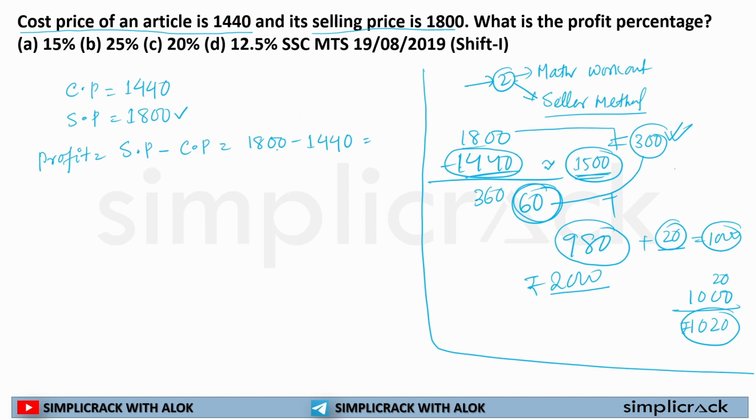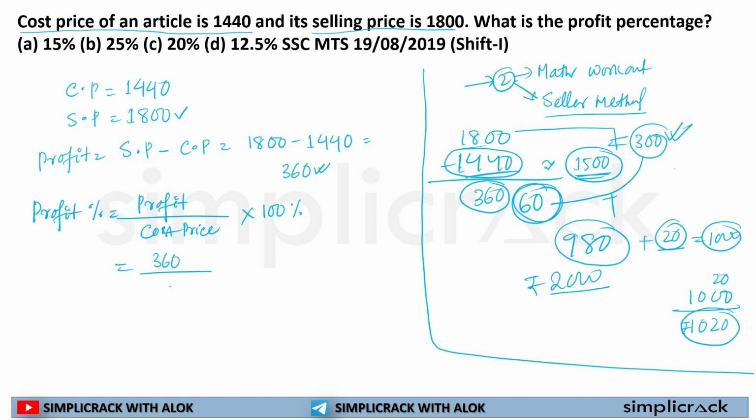Okay, now if I have to deduct 1440 out of 1800, my answer was 360. So what is my profit? 360 is my profit. But now it has asked what is my profit percentage. So profit percentage is equal to profit divided by cost price, multiplied by 100%. In this case, my profit is equal to 360 divided by cost price 1440, multiplied by 100%. The 0 will cross out.